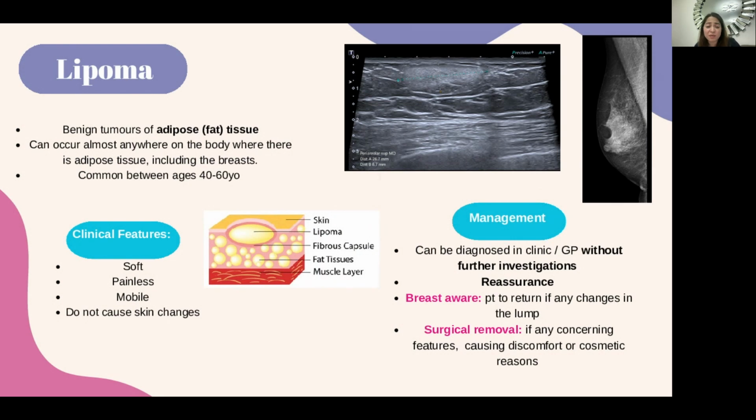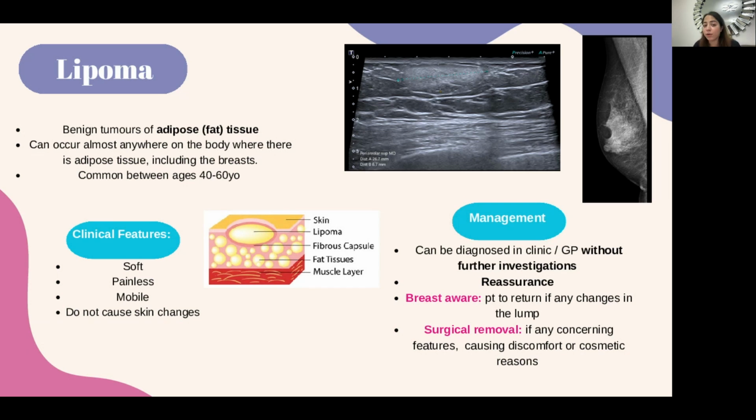And in terms of management, sometimes if you feel confident, obviously as an F1, F2, I wouldn't feel confident to say it's nothing, but if you're a GP, then sometimes if they've got enough experience and confidence in their examination skills, they can actually be diagnosed in the GP without further investigating. Again, it's really important to reassure patients. If you do have further concerns, and of course always refer the patient to breast clinic where they'll have a full workup, and they'll be reassured there as well.